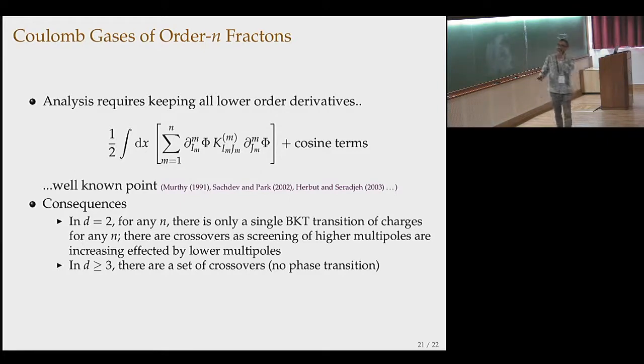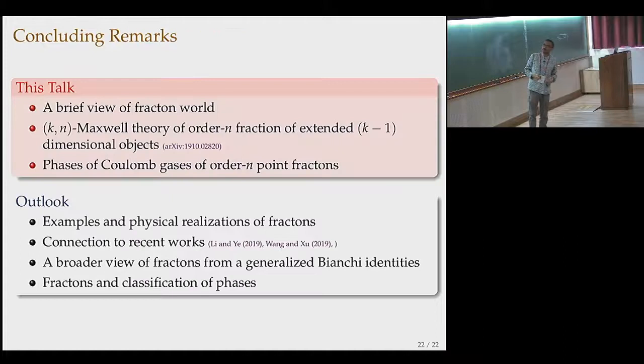Okay, so the big message is that in d equal to 2, there is one BKT transition of the charges, whatever be the order n. In d greater than or equal to 3, there are only crossovers. There are different kinds of crossovers. First, the highest multipoles will unbind, then they will screen the next and so on. And that's the story. All right, so that's the summary. And I'll stop here and take any questions by email.